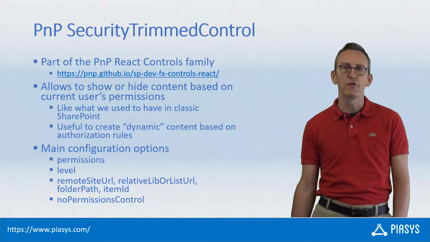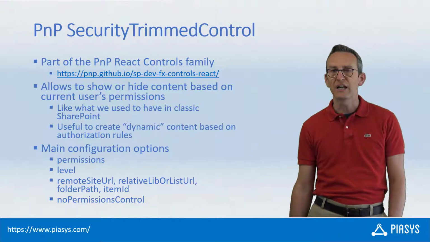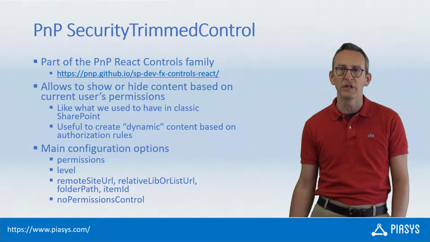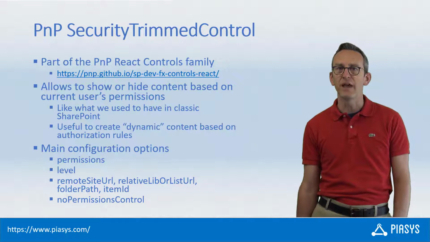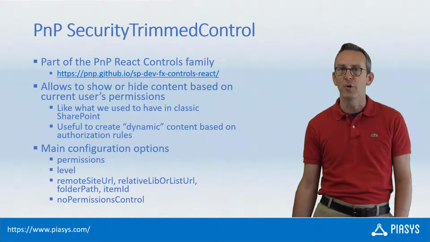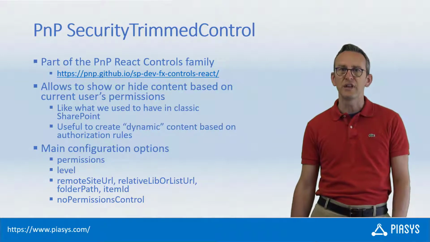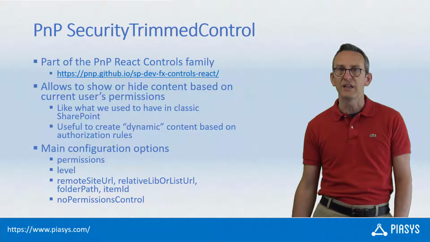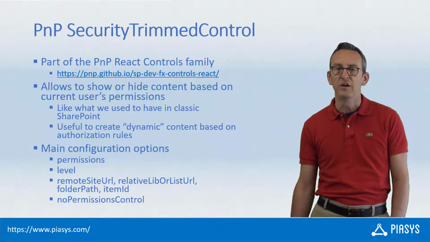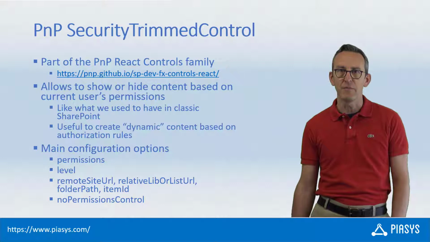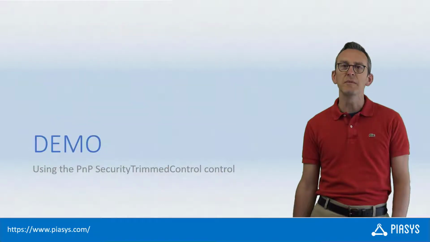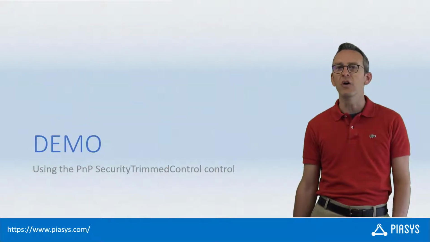As well as if you configure a level which will target, for example, a specific site or list or library, you can specify through some dedicated properties what the URL of the site is or what the site, list or library are whenever you want to filter based on them. So, like always, let me move to the demo environment and let me show you how to use this control in action.